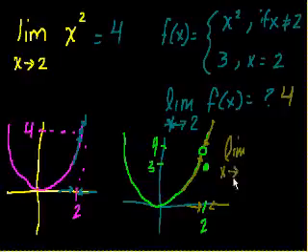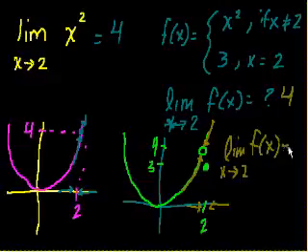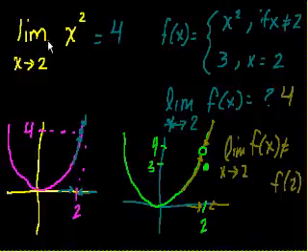Well, this is interesting because in this case, the limit as x approaches 2 of f of x does not equal f of 2. Right? Normally, the limit as you approach would be equal to evaluating the expression at that value. In this case, the limit isn't.